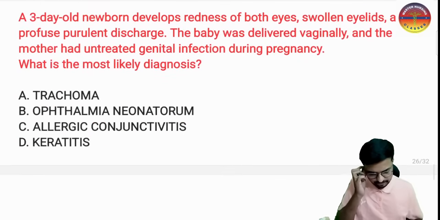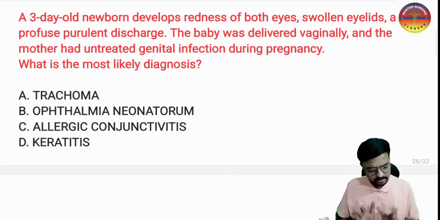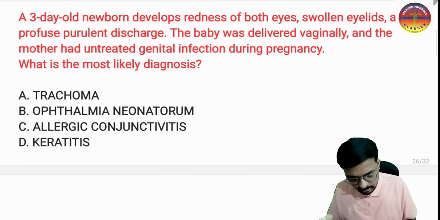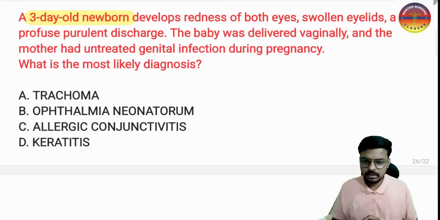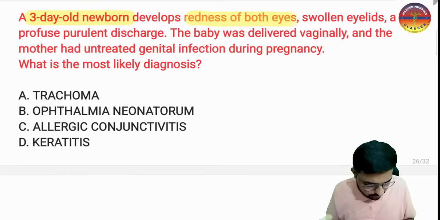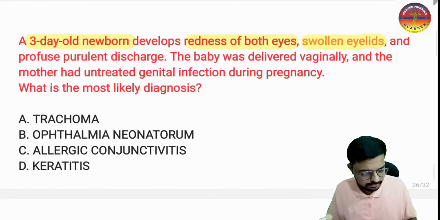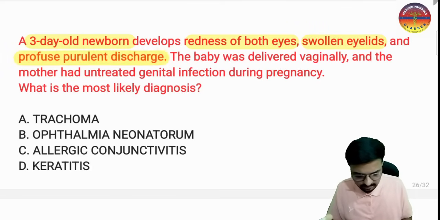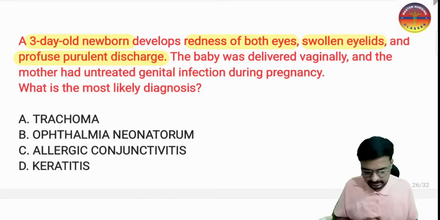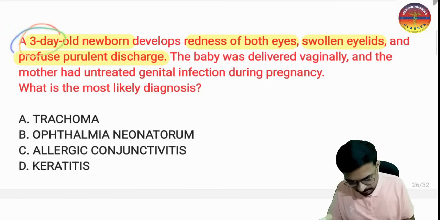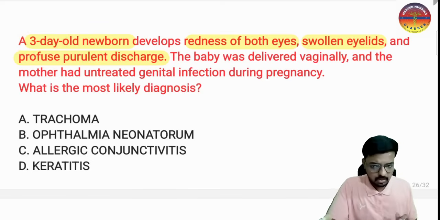Yes. So here is the next question. The question is very simple, on a very important topic. In a 3 day old newborn, there is redness of both eyes, swelling of the eyelids, and a profuse purulent discharge. He is a 3 day newborn, meaning within 28 days of life.